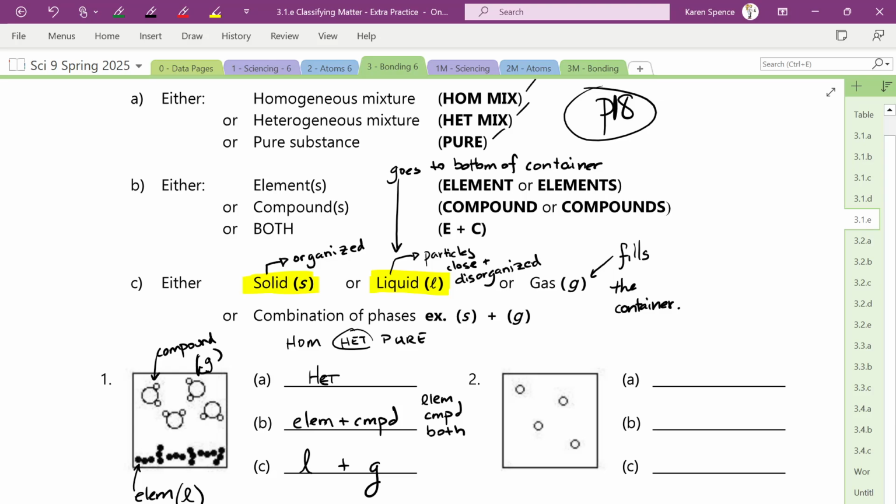I'm pretty sure it's a solid. Yeah, and it's really organized, like close together.